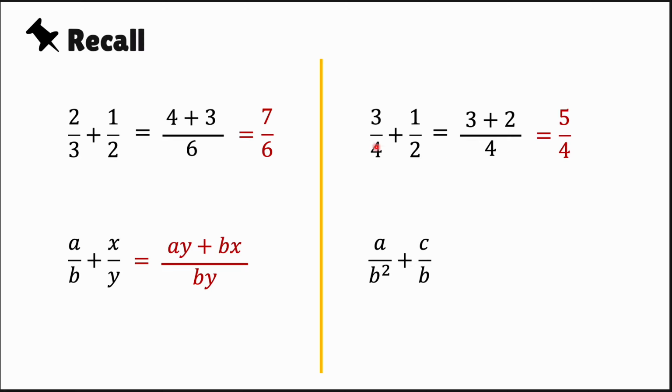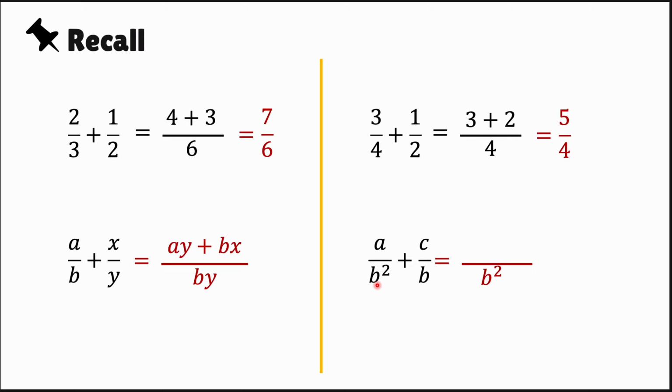Earlier, we have 4 and 2, and we found that the LCM is just 4. Why? Because 4 is technically 2 squared, and this one is 2. If we have the same base, to get the LCM we just need to get the one with the higher power. Same thing goes here. So you have b squared and b. The LCM is the one with the higher power. So the LCM is b squared.